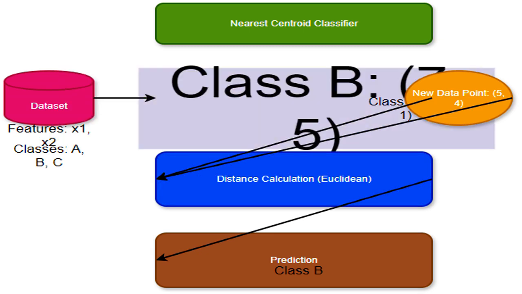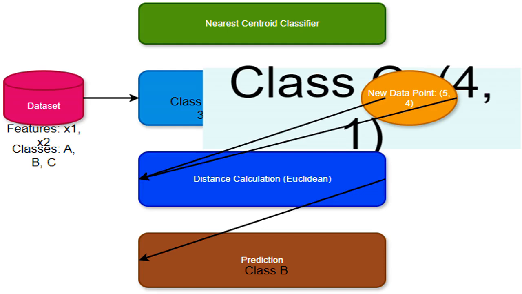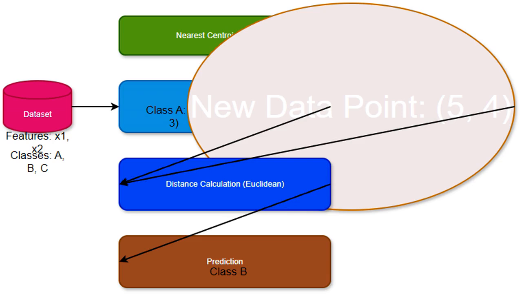3. Similarly, the average x1 and x2 values for all points in class B are 7 and 5, respectively. This is class B's centroid. The centroid for class C is 4, 1. This represents the average location of all points belonging to class C in the feature space. A new data point arrives with features 5, 4.